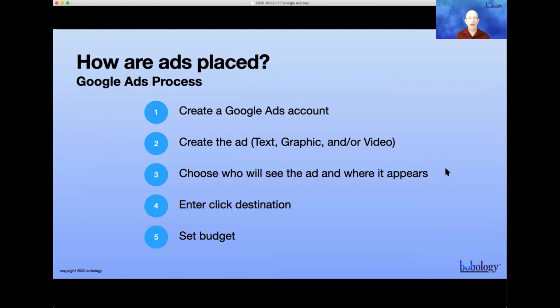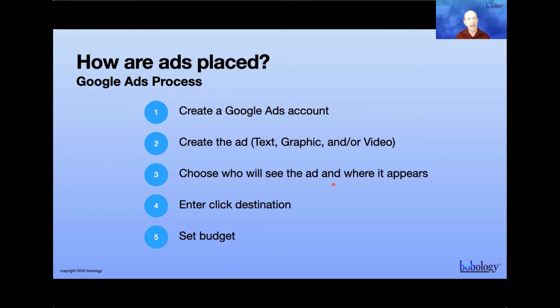Ads are placed by advertisers pretty easily. It's possible for anybody to create a Google Ads account. You create the ad, you choose where the ad's going to show up and where it appears, and there's lots of options. I mean, Google is not just Google's homepage on search. Google Ads can be displayed on a lot of different websites, and they can be displayed in YouTube.